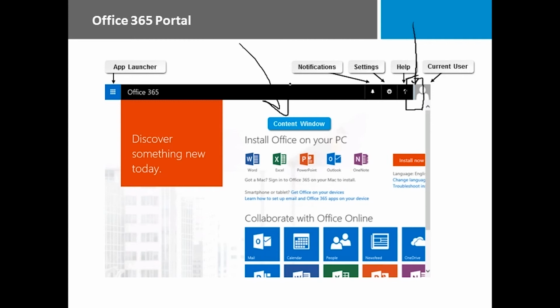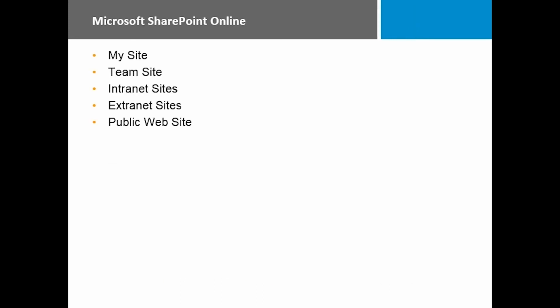Your content window, this right here will give you some quick links. One of the first things people like to do with a new version is to actually install Microsoft Office on the local PC. So you're going to have some things right there. And of course, it's going to showcase to you different items that you can log into and use.